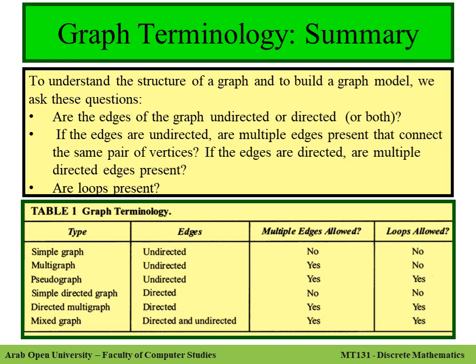The next two are directed graphs. A simple directed graph is a directed graph. Multiple edges are not allowed, loops are not allowed. A directed multigraph is a directed graph where multiple edges are allowed and loops are also allowed. The final type, which we will not study in this book, is called mixed graphs. That means some of the edges have directions and some of the edges do not have directions. We will not consider this type of graph.